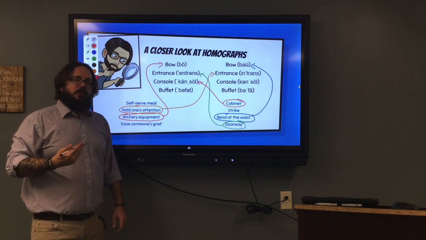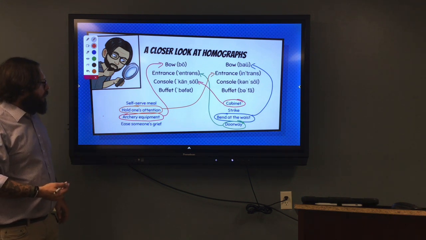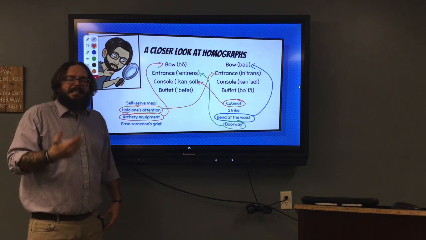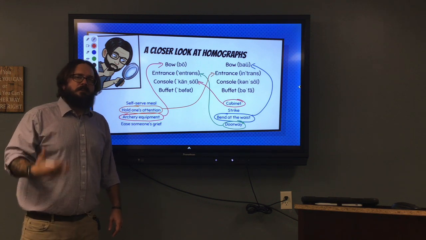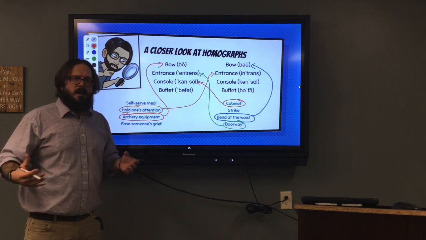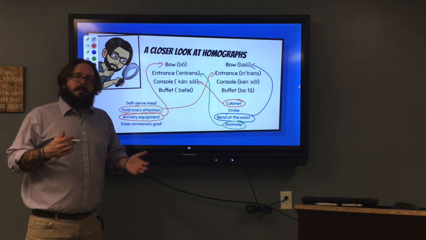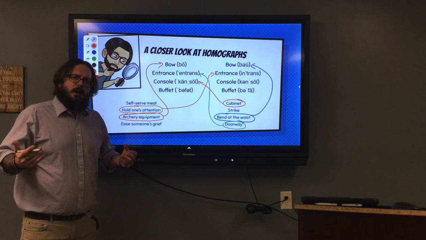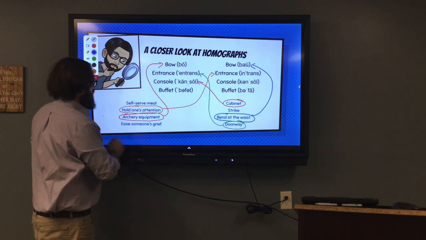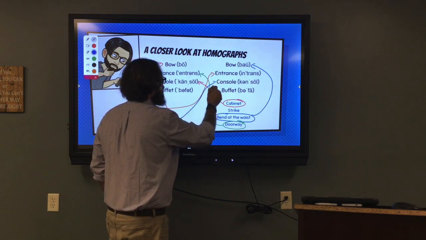Our next example is console. All right, in this case, we're not talking about a cabinet. To console someone means that we are trying to ease their grief. We're being compassionate towards them, being loving towards them, because maybe they're going through a hard time, or they could have possibly a death in the family, and we are coming around them to try to console them, to help them work through that grief. So ease someone's grief is the definition of console.